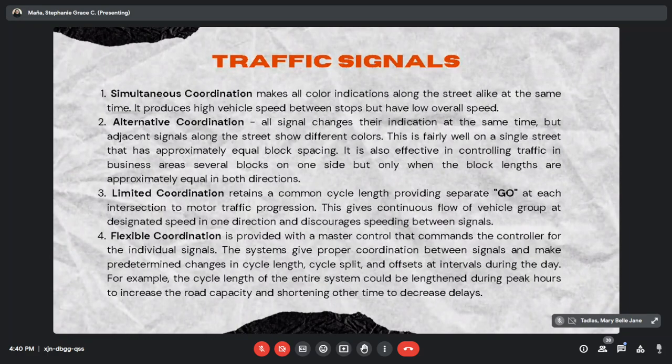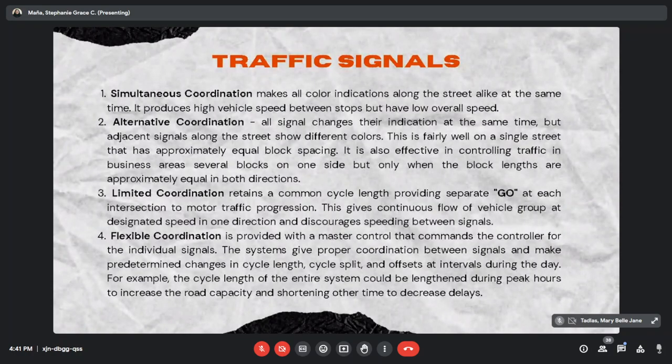Limited coordination retains a common cycle length, providing a separate go at each intersection to motor traffic progression. This gives a continuous flow of vehicle groups at a designated speed in one direction and discourages speeding between signals. So it discourages speeding, and it stays consistent as long as it is limited.